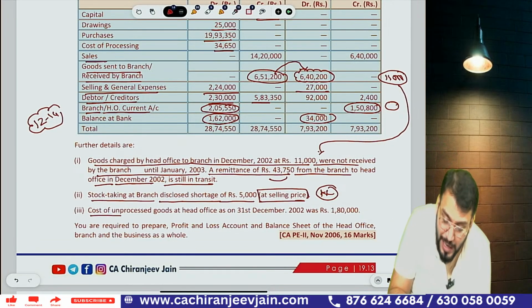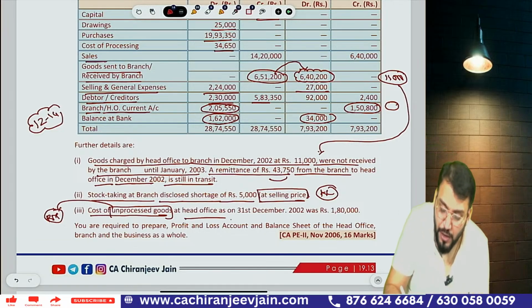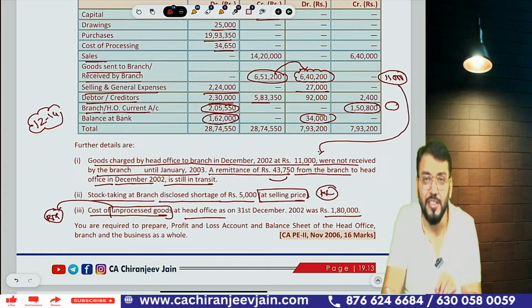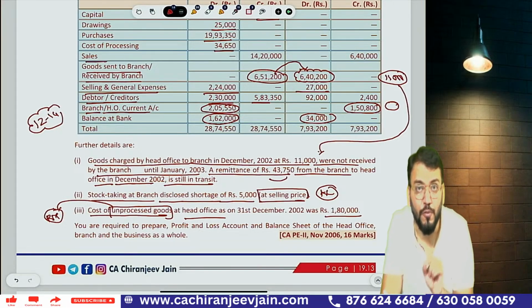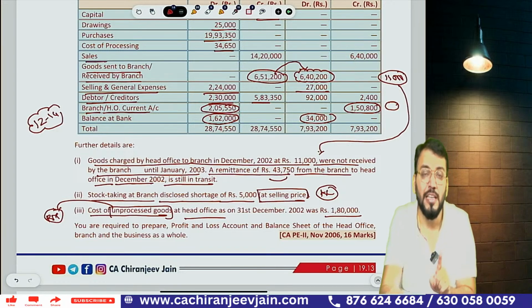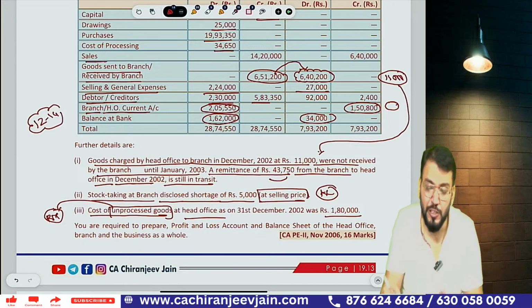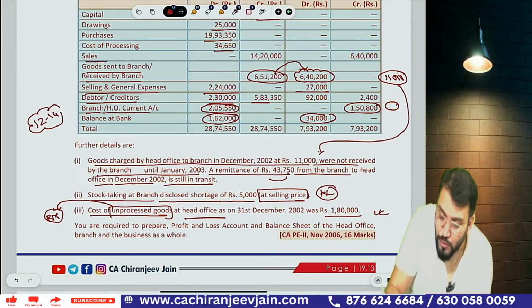Then cost of unprocessed goods. Can you say what unprocessed means? It is raw material. So it means the cost price of raw material at head office is 1,80,000. You can see they have not given the closing stock of finished goods. Whenever closing stock of finished goods is not given, it means we need to find that out by making one working note, to find out the cost price of finished goods.